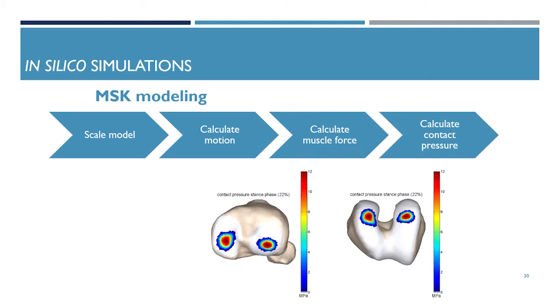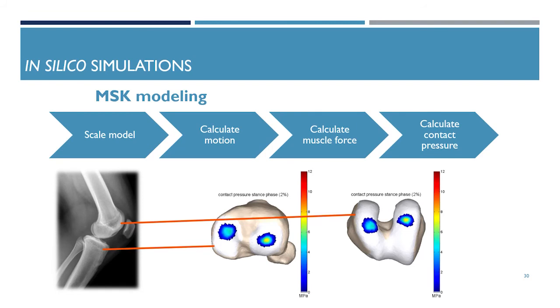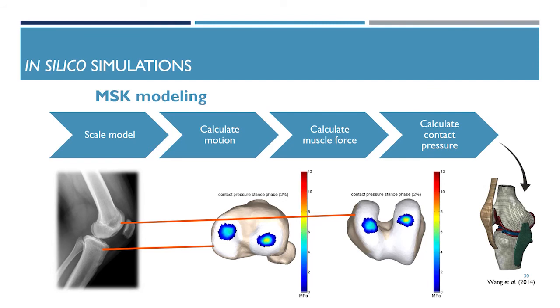This will finally provide us with information on the magnitude of the contact pressure in the joint as well as its location. The obtained pressure is then applied as boundary conditions in the finite element modeling of the knee joint to obtain the local cartilage deformation and local loading.